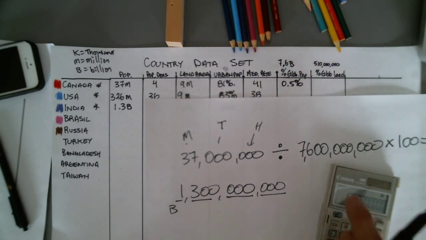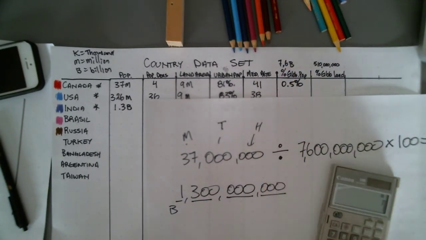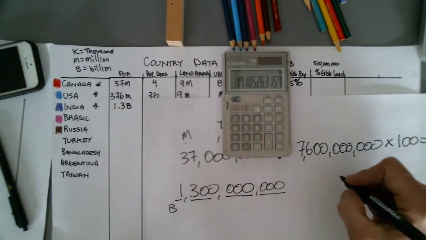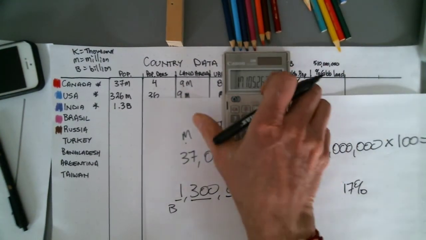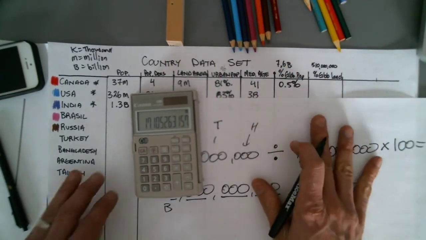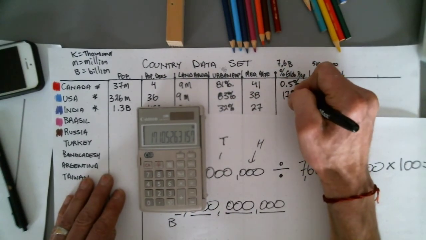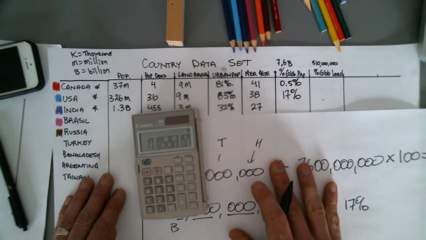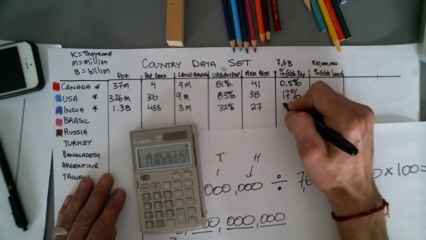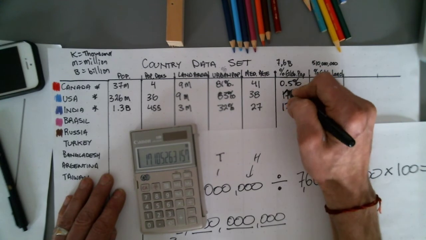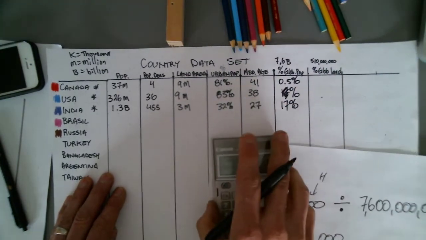Let's do India. 1, 3, 1, 2, 3, 4, 5, 6, 7, 8. Divided by population of the globe, 7, 6, 8 zeros. Remember? 1, 2, 3, 4, 5, 6, 7, 8. I get 0.17. Well, it's not 0.7% because I need to multiply by 100. It's going to equal 17%. And again, just round to the nearest percent, please. I don't want any decimals in here. Oh, I just put that in India. Look at that. I wrote it in the wrong one. And it's in Sharpie. Shh, don't tell anyone.